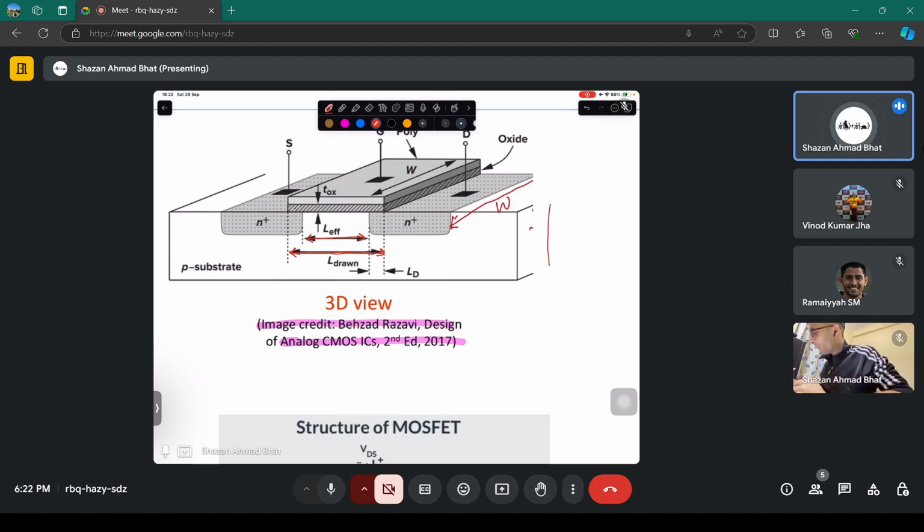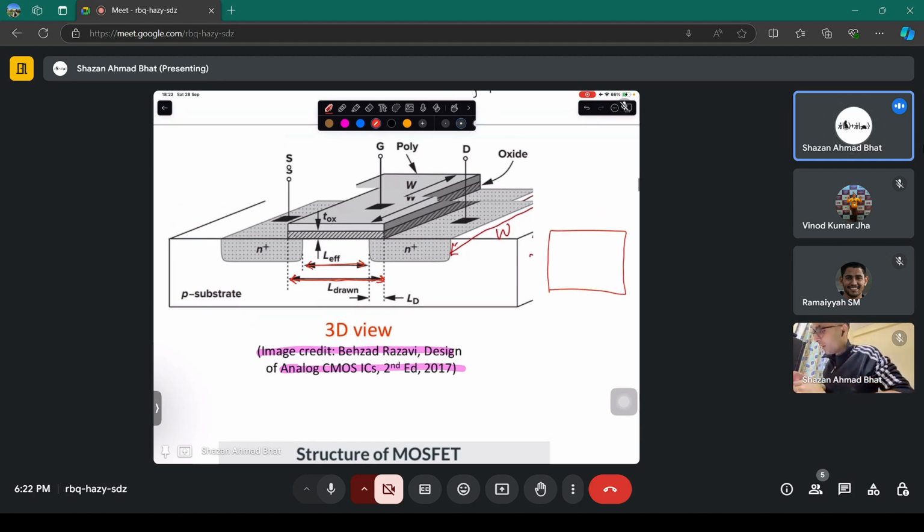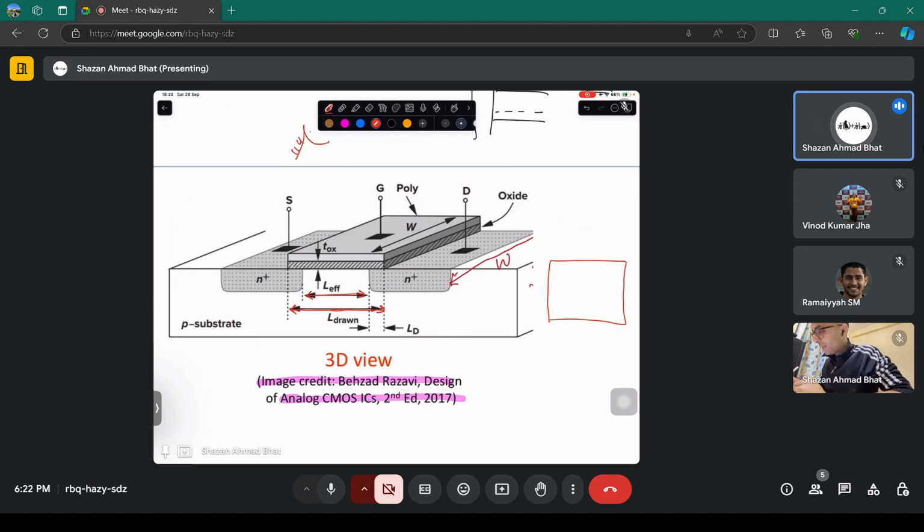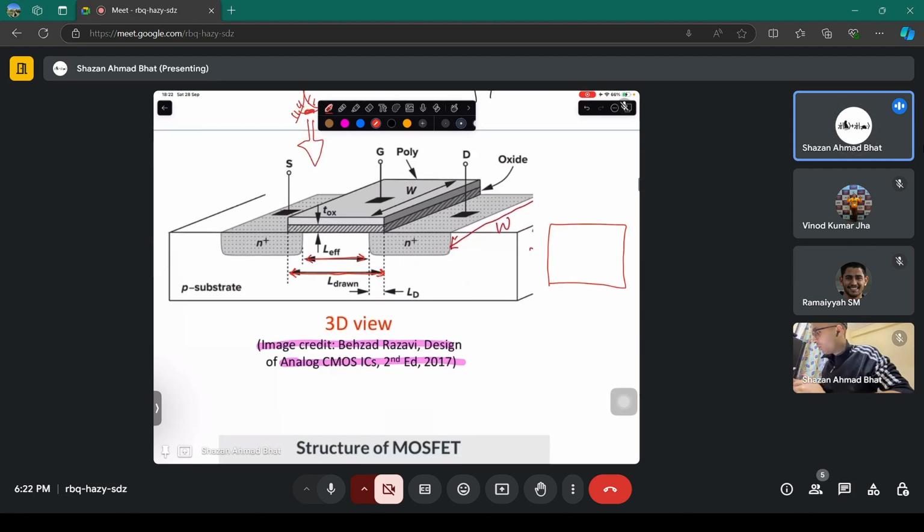Let's say this is the top view. I'm drawing the top view of this. If this is your eye and you are looking at this device from the top, you will see this. This is the top view. You will see this.